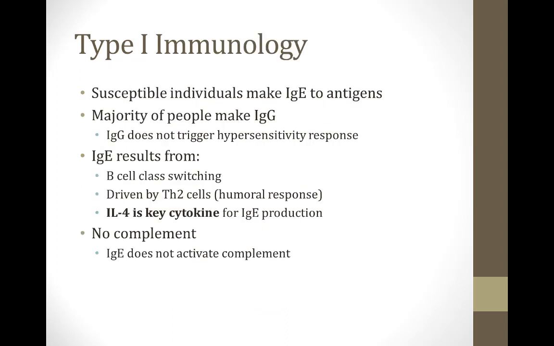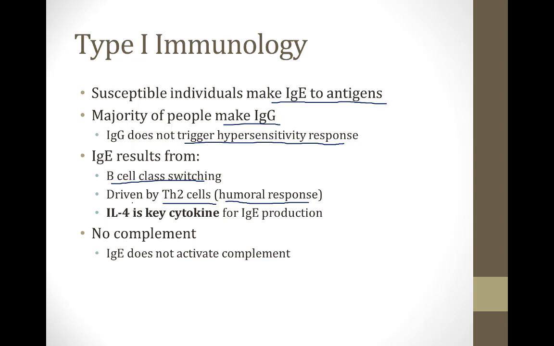The immunology of type 1 reactions all has to do with IgE antibodies. Susceptible individuals make IgE antibodies to antigens where other people do not. The majority of people instead make IgG antibodies, and these do not trigger a hypersensitivity reaction. The IgE that is synthesized in susceptible individuals comes from B cell class switching. This is driven by a Th2 T helper response, which is part of the humoral response. I talk about this in more detail in the T cell module.